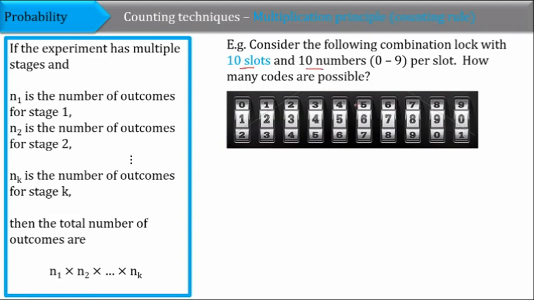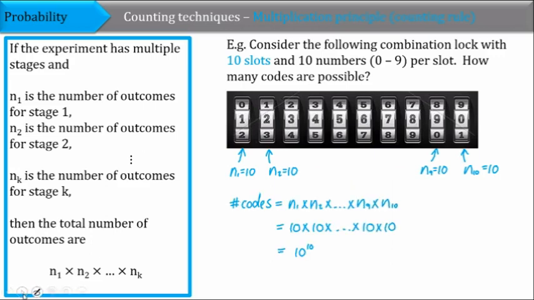Right, now let's extend this. Now we have 10 slots and 10 numbers on each. So previously we had the first 3, now we've got 10. How many codes are possible? Well, the multiplication rule stays exactly the same. It says find a number for each one, and of course we have to do it for all of them in between as well, and just multiply it all together and we get 10 to the 10.